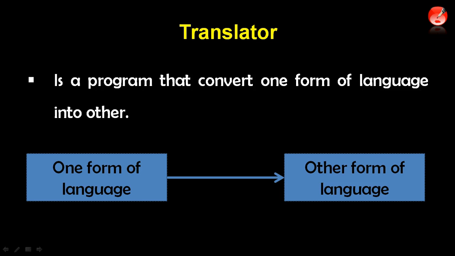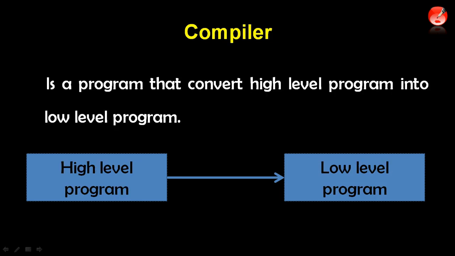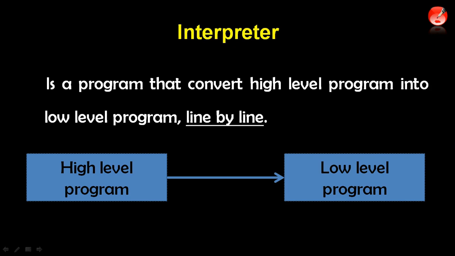Translator is a software which converts one form of language into another form. Second one is compiler. Compiler converts the high-level language program into low-level language program. And interpreter does the same job, but it converts the high-level language program line by line.